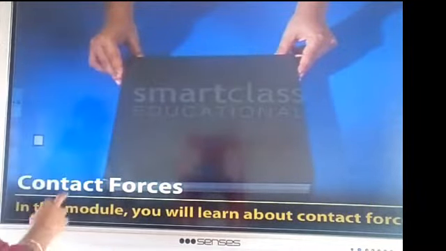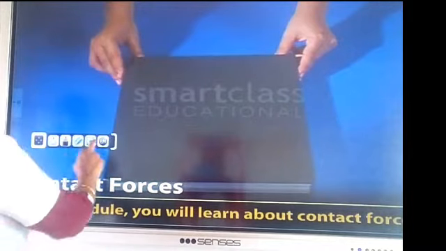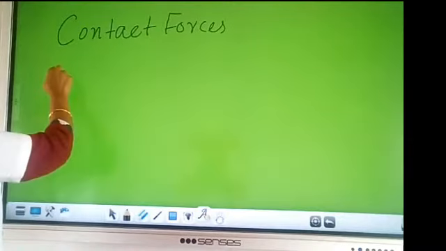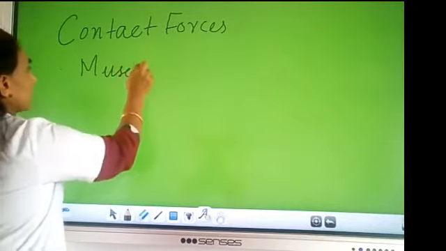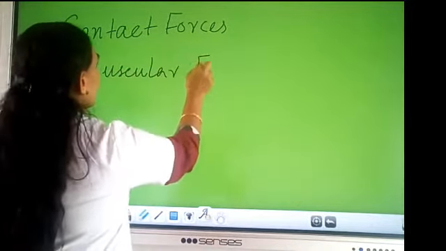From where does this force come? We are applying force. Where does this force come from? Yes, our muscles exert force. So this type of force is called muscular force. What are examples of muscular force?